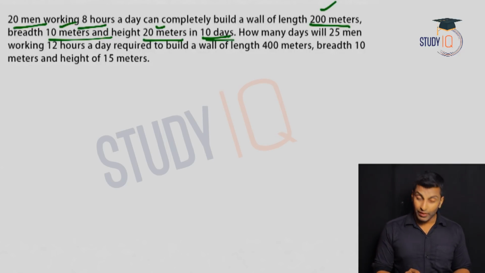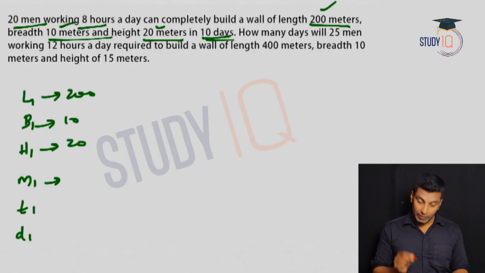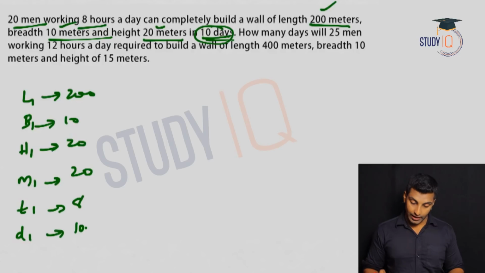I am just writing this for the purpose of understanding. In an actual exam, you should not do all these things. So L1, B1 and H1 are given: L1 is 200, B1 is 10, H1 is 20. What else is given? M1, T1 and D1. M1 means number of men, that is 20. T1 is given as 8 hours. D1, how many days it will take? 10 days.